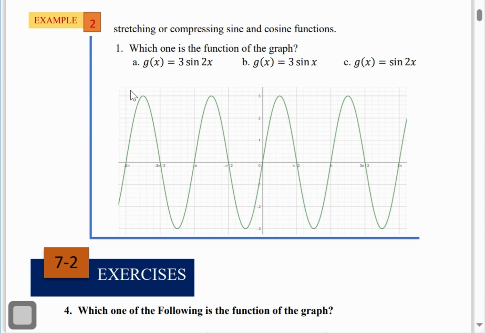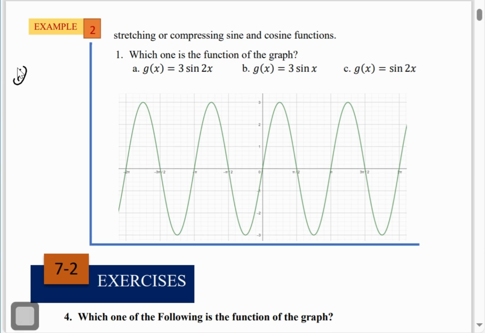First, we are going to look at the amplitude. Here, the amplitude, the highest point, is 3. So the amplitude is 3. And we know that this amplitude is 1, so it is not the right function. It is either A or B, because it is 3 and 3.